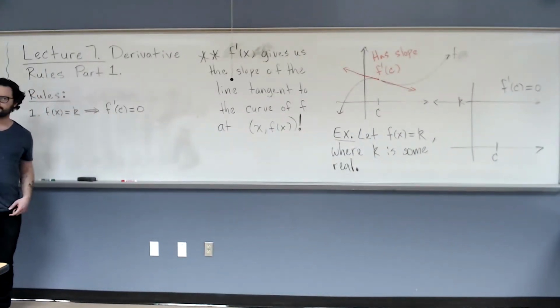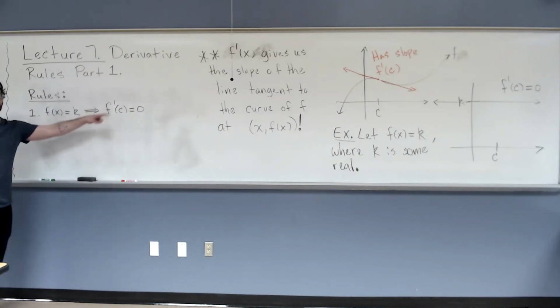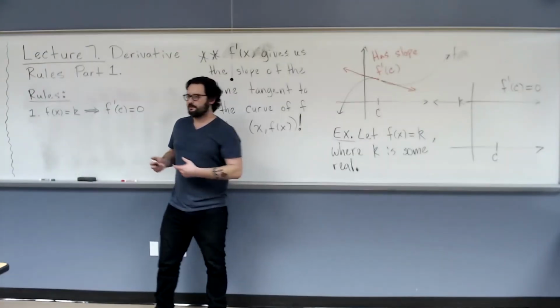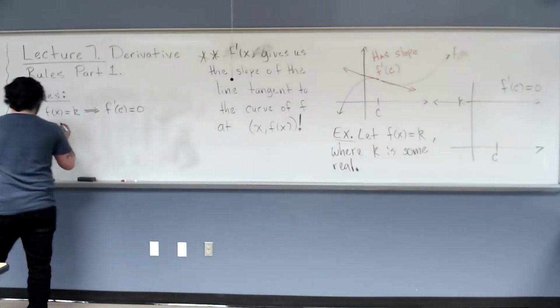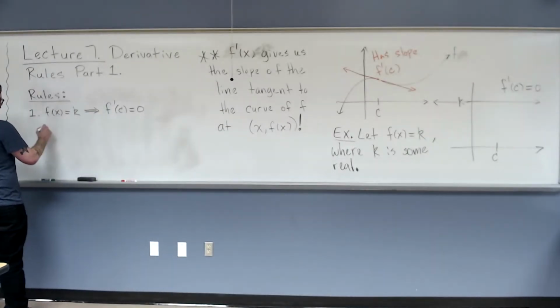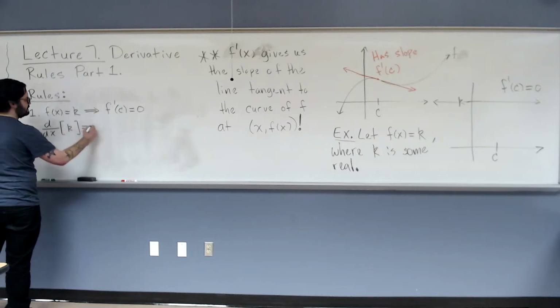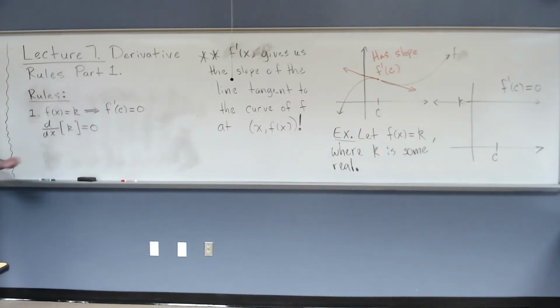So f prime was one way that I expressed notation for the derivative at a point, or the derivative of a function. But another way would be to write this: d dx of some constant k is equal to 0. That's another way of applying the derivative to a function.